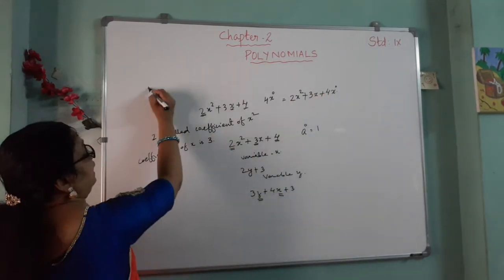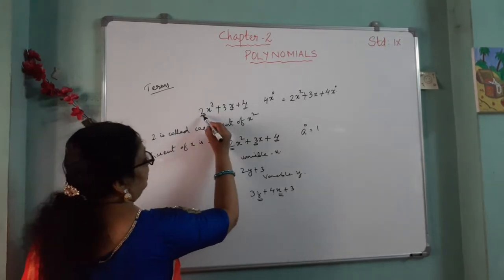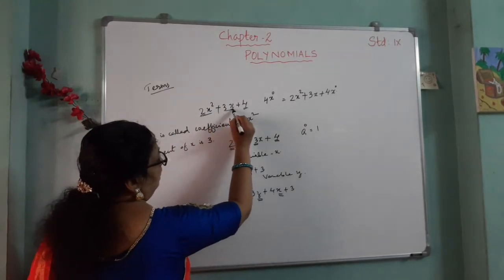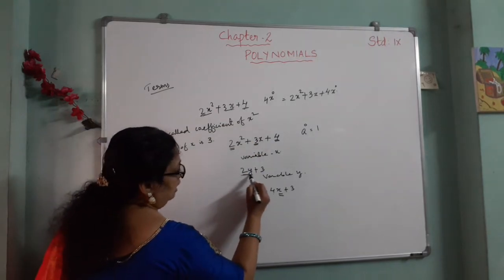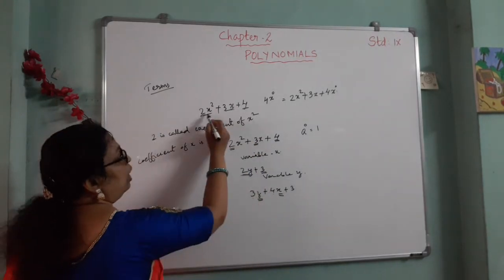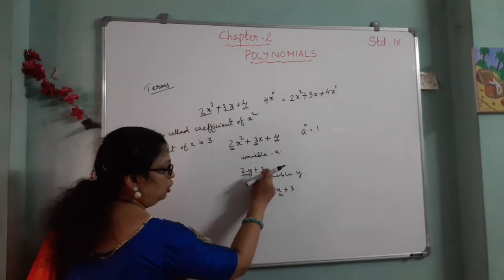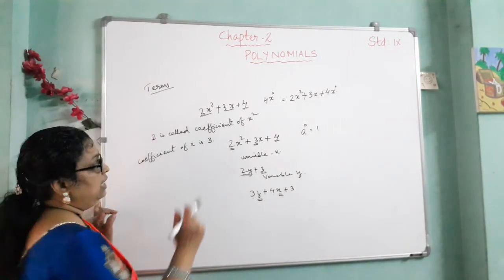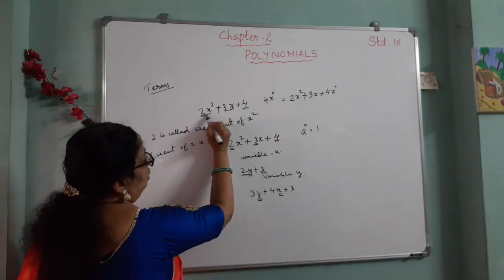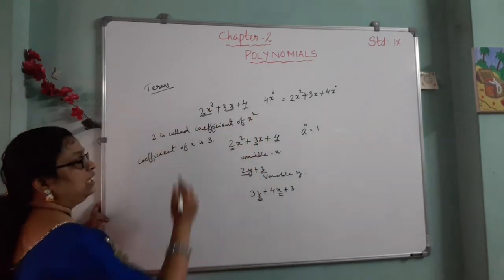Then also terms. What do you mean by terms? Here 2x square is a term, 3x is a term and 4 is a term. Here 2y is a term, 3 is a term. So how many terms are there? 1, 2, 3 here. Here 1, 2. That is, terms are separated by plus or minus signs. Here a plus sign is there, so this is one term and this is one term. This is one term. So here 3 terms.